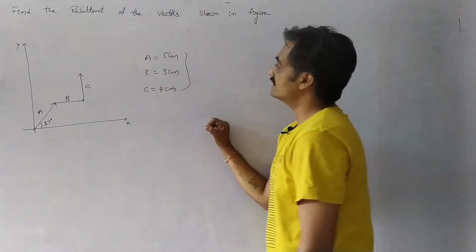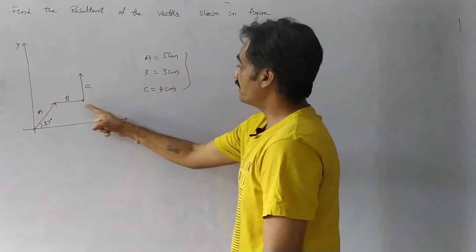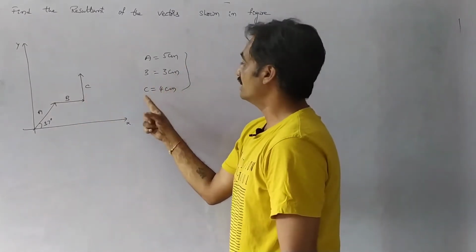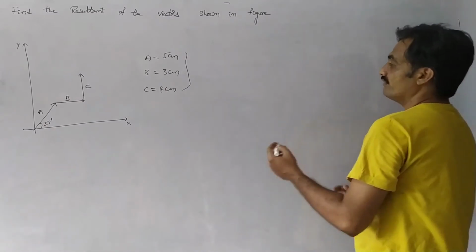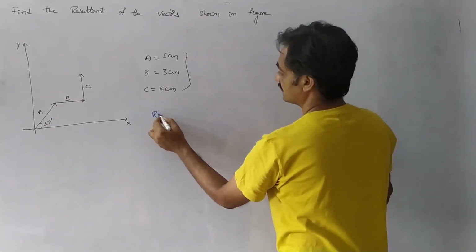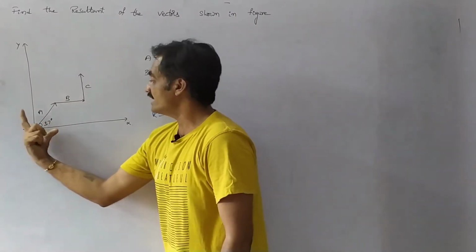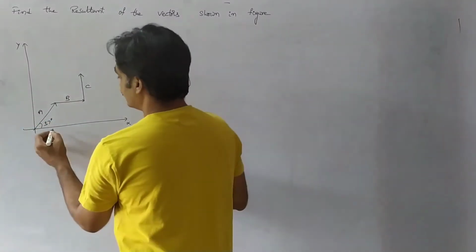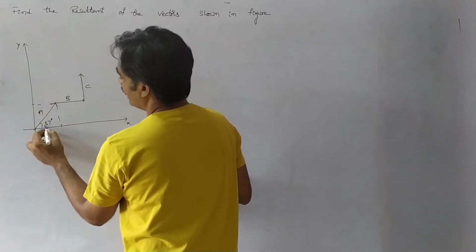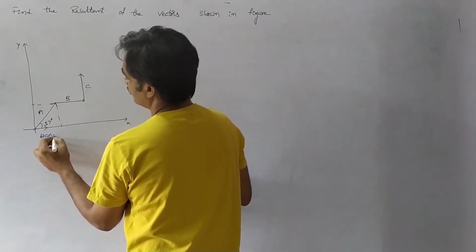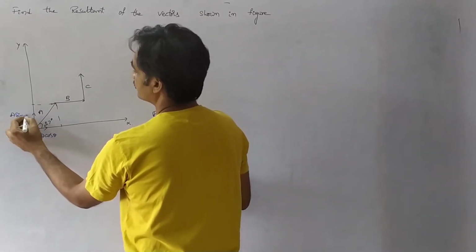In order to find this, observe that the magnitude of A is 5 cm, magnitude of B is 3 cm and magnitude of C is 4 cm. So let us consider the resultant. Resultant R equals, as you observe, vector A has been resolved into components A cos theta and A sin theta.